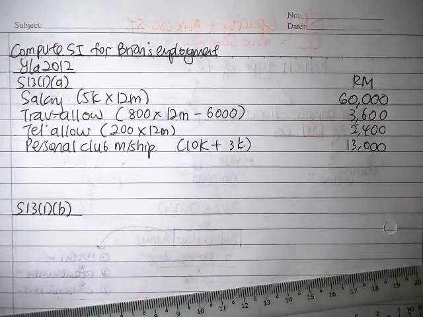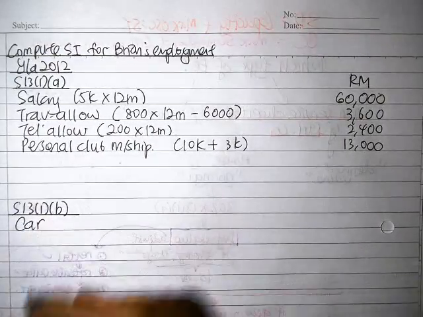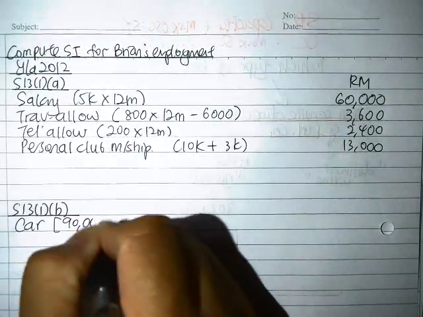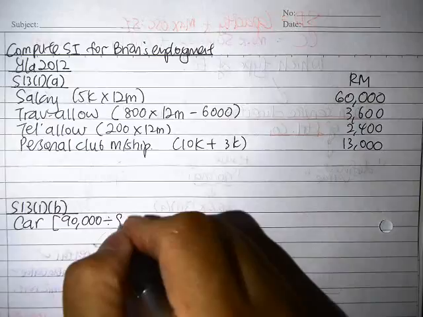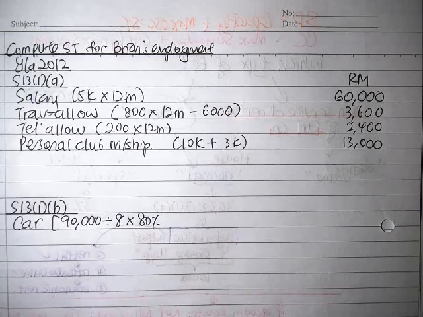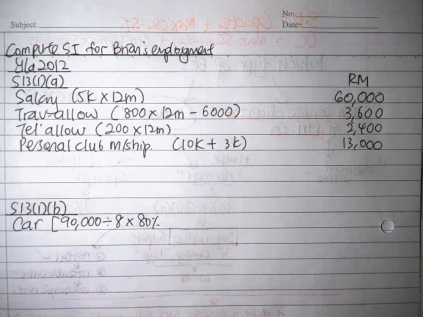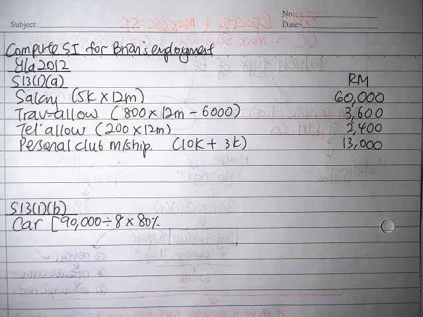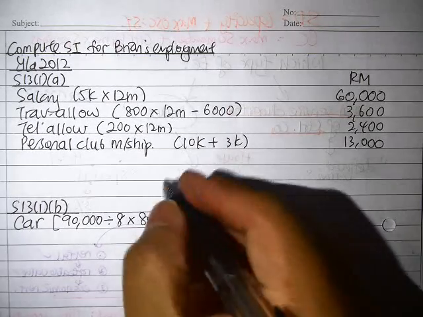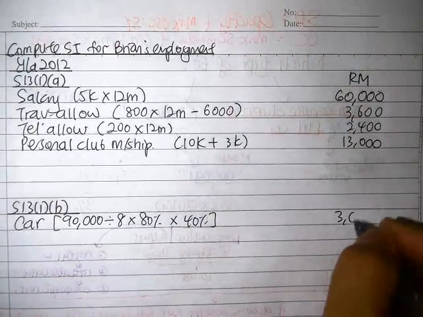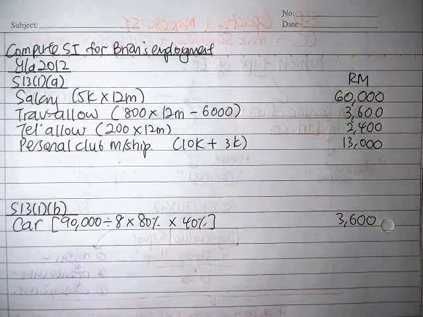So 13(1)(b). Now the car is assessed using the formula. So what's the formula for the car? You must take the cost of the car, and the formula is divided by 8 years. The prescribed life is 8 years, multiplied by 80%. That's the formula to determine your car benefit. And if the formula method is used, you're allowed to do an adjustment for usage. Now you're going to assess based on the private usage, which is 40%. So the value is 3,006.